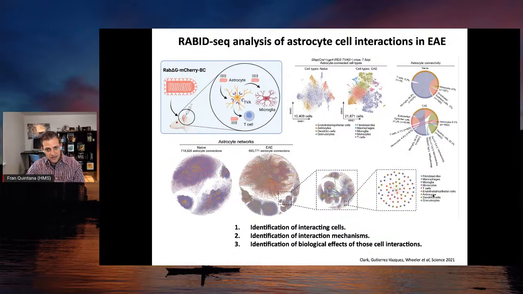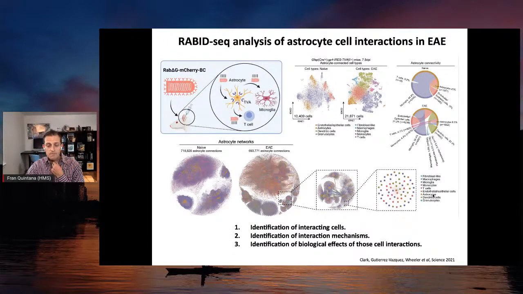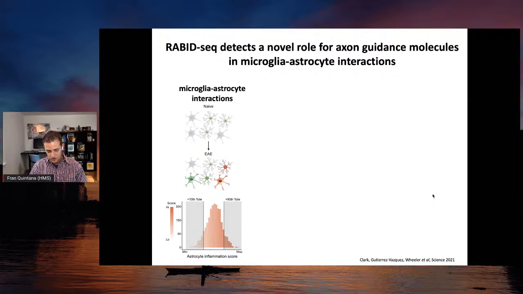So we perform those studies, we perform those analyses, and in particular, we decided to focus on microglia and astrocyte interactions. And in particular, we decided to focus on those interactions of astrocytes that showed the most pro-inflammatory, disease-promoting phenotype.